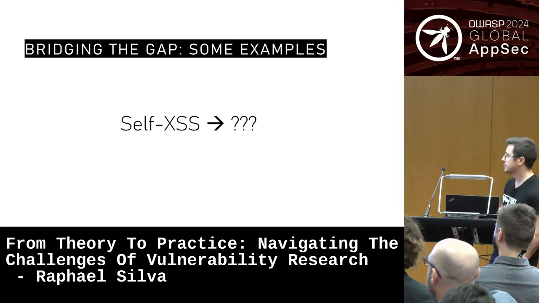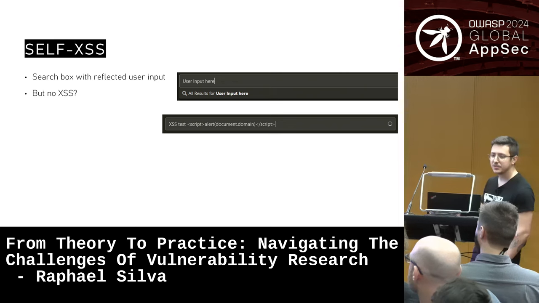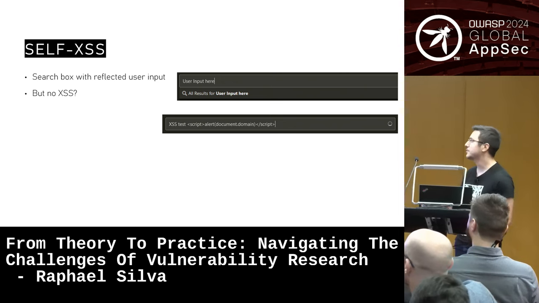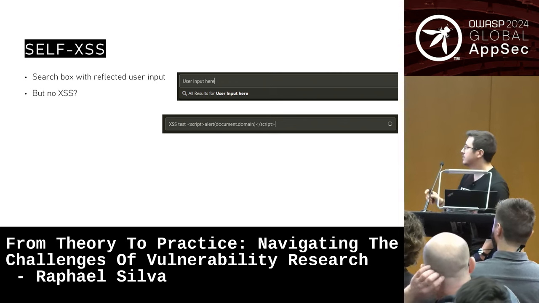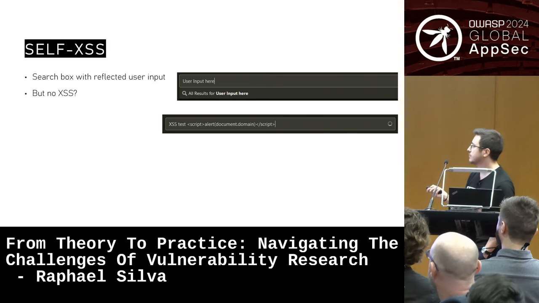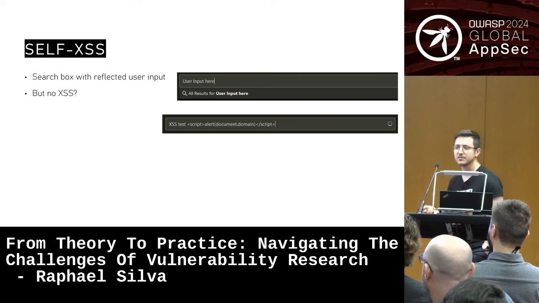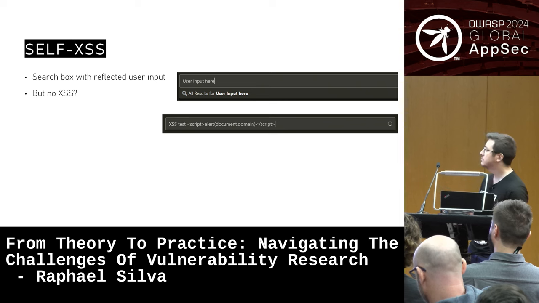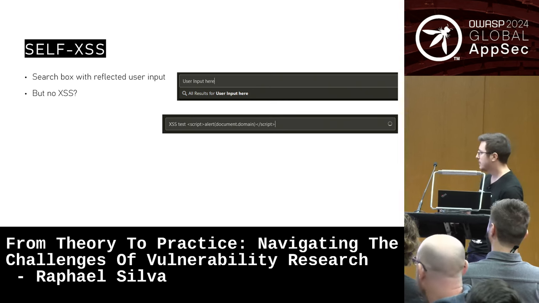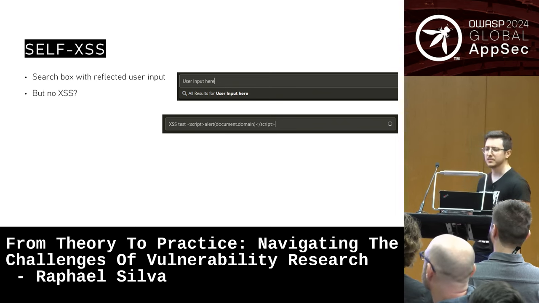Okay, so starting with our self-XSS, like almost everything, we have a search box. So we just start writing our inputs in the search box, and we see that the input is actually getting reflected down here. So what's the first thought going through our mind? Let's just try a basic XSS payload. So we input it there, but nothing happens. So we start thinking, okay, that's kind of weird. Why should this be happening?